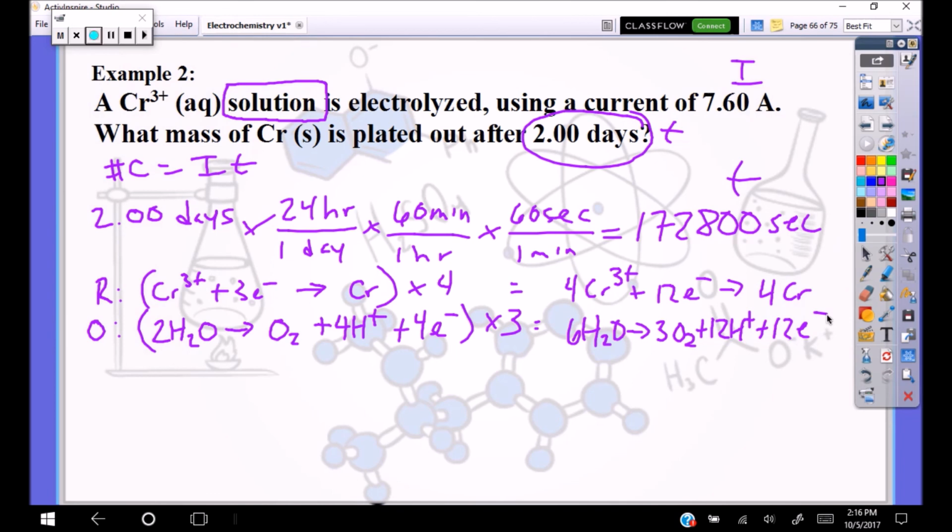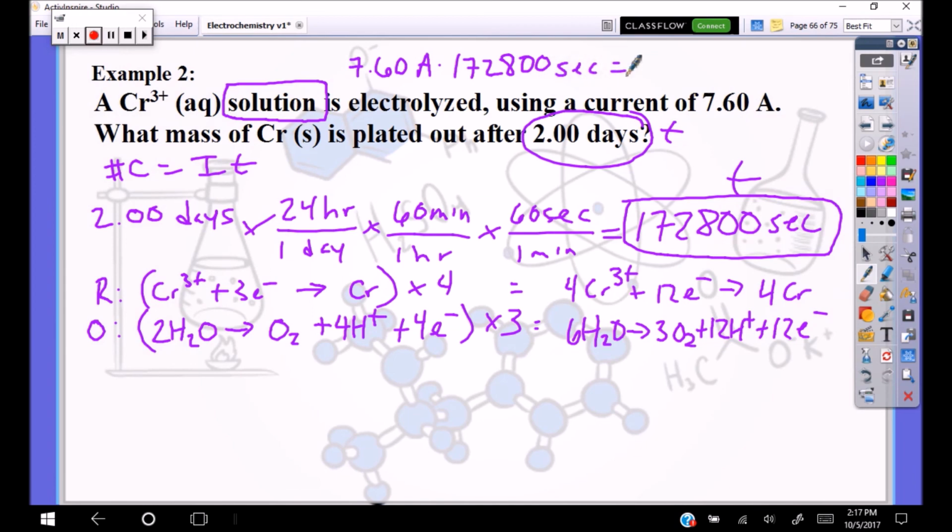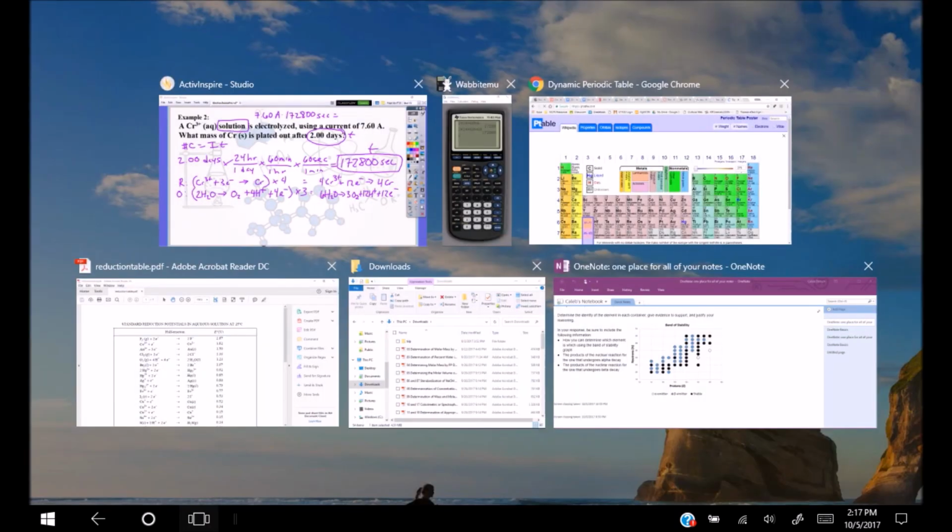That's where we're going to run into some issues with our dimensional analysis, because we have to make sure we account for all of those electrons. So we have to use our conversion factors there. We know that our time in seconds times our current, 7.60 amps, times 172,800 seconds is going to be equal to our coulombs.